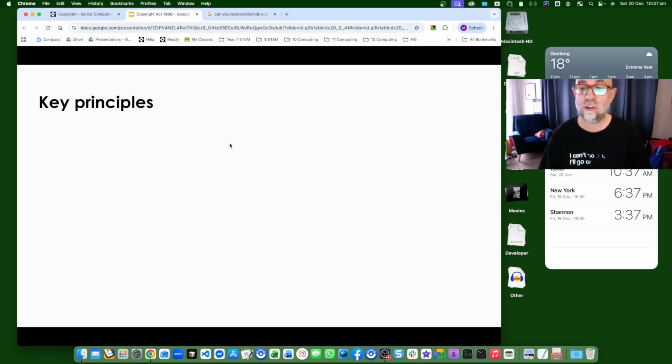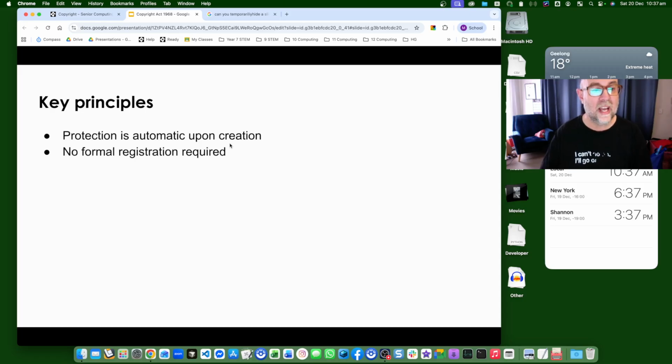So let's have a look at what the key principles are of copyright law in Australia. The first one is that protection is automatic upon creation. When I made this presentation, actually I was going to say it belongs to me, but that's actually a little bit complicated. It doesn't, but I'll come back to that. If I were to draw a picture here and hold it up for you, I would have created copyright as I drew that picture. There's no formal registration required for your copyright.